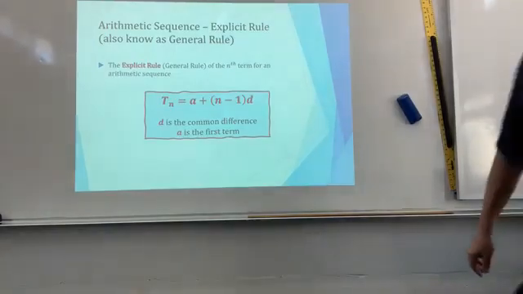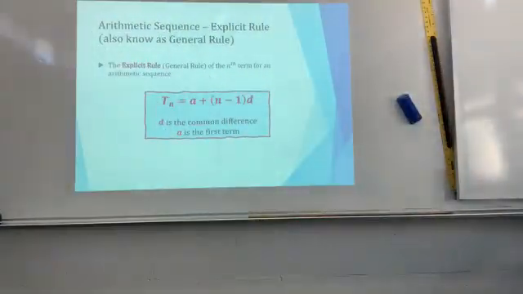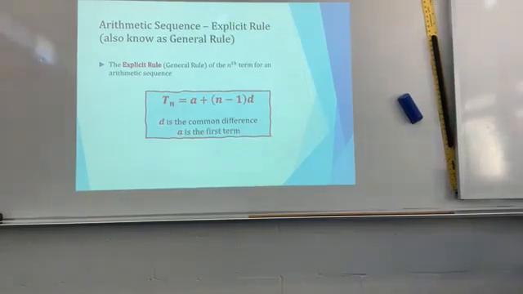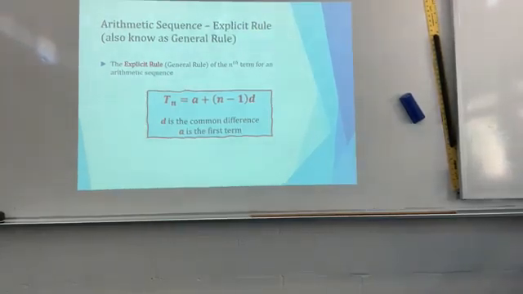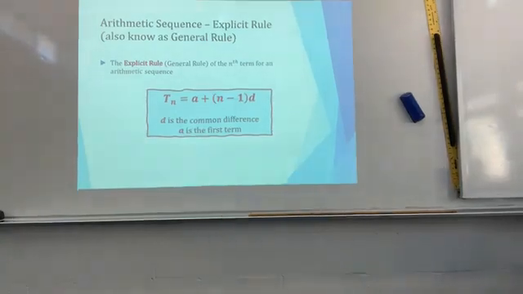All right, notice the difference between this and this. The recursive rule and the general rule. The general rule, you do not need to specify the first term. All you need to know is what n is, you substitute n into that term once you know your a and your d. All right? Whereas in this case, for the recursive rule, you must always state the first term or any other term. Generally, we use the first term.